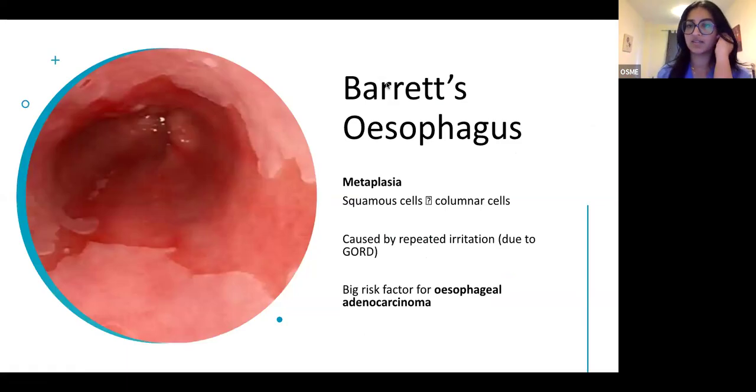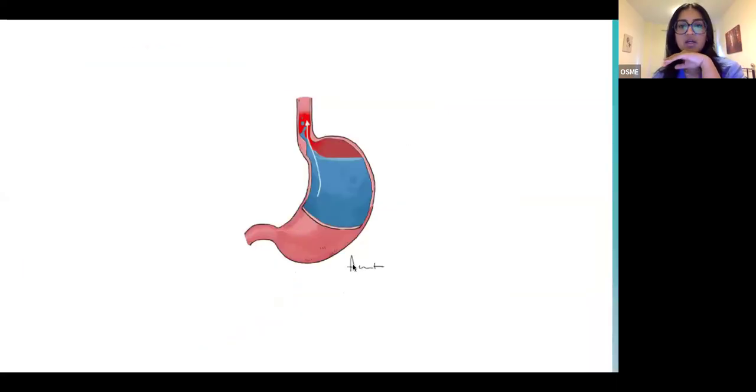Okay, Barrett's esophagus is a lab med favorite. So this is where you have metaplasia of the lower third of the esophagus, and it's due to chronic damage to the lower part of the esophagus by the stomach acid. So it's essentially a protective mechanism. So the stratified squamous epithelium is progressively over time replaced by simple columnar cells, and it's caused by repeated irritation. And it's quite serious because it is one of the main risk factors for developing an esophageal adenocarcinoma.